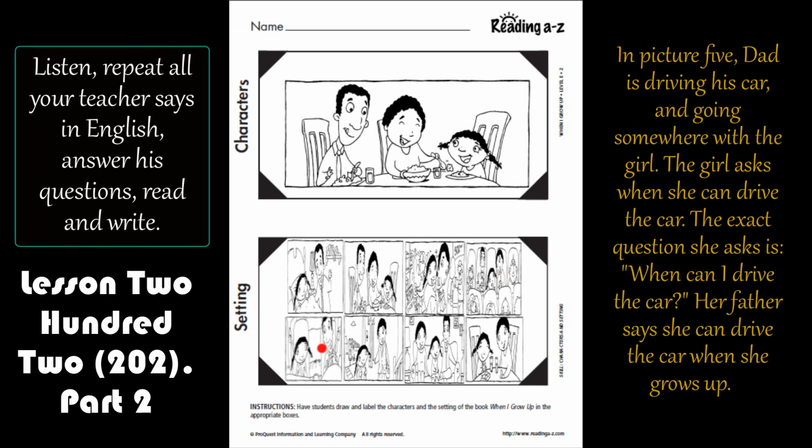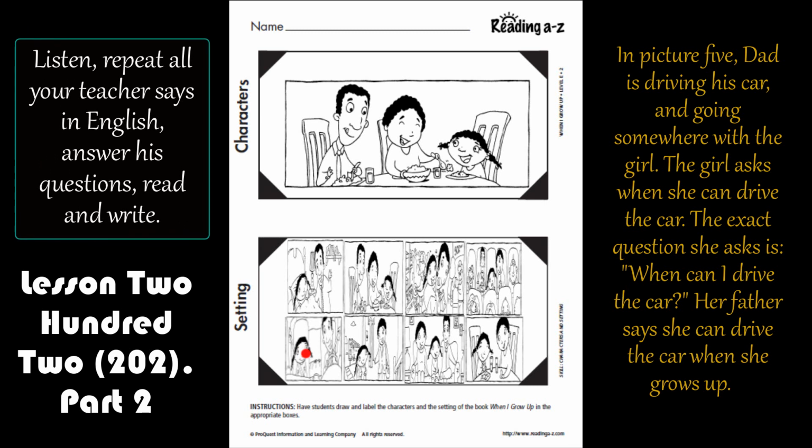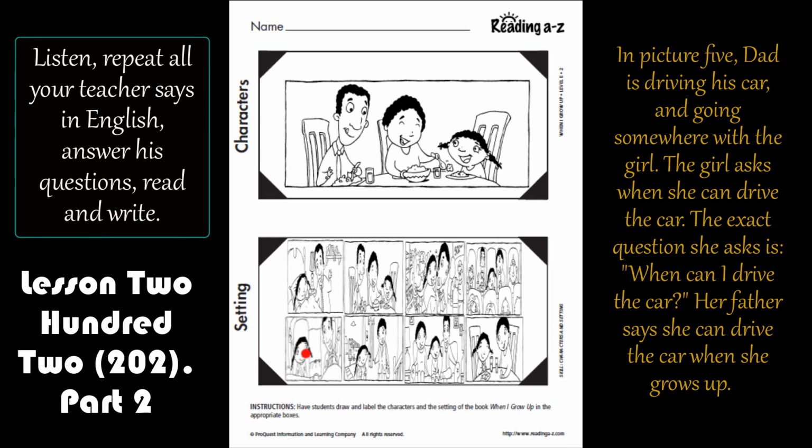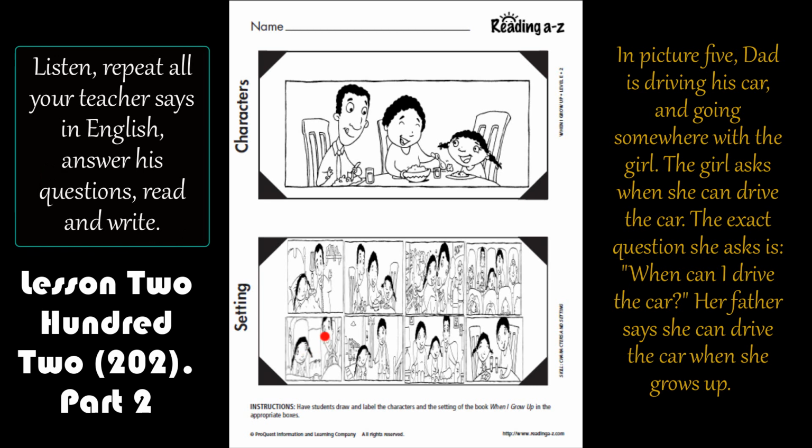In picture 5, dad is driving his car and going somewhere with the girl. The girl asks when she can drive the car. The exact question she asks is, "When can I drive the car?" Her father says she can drive the car when she grows up.